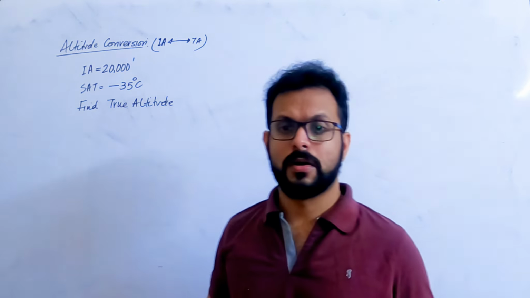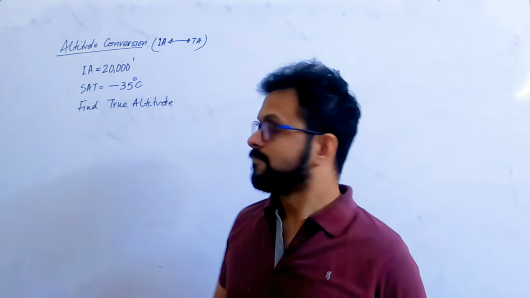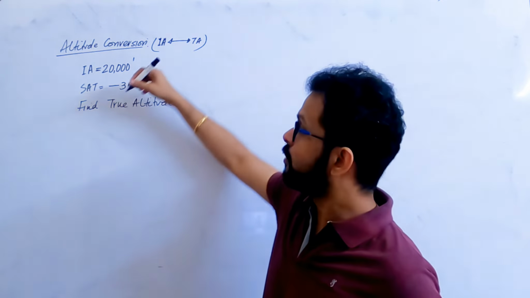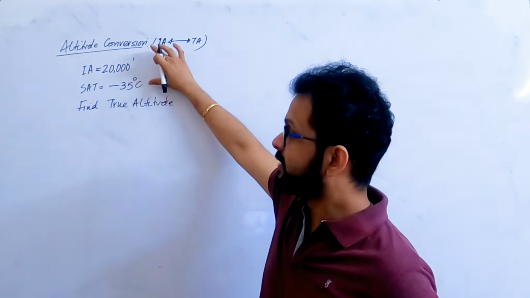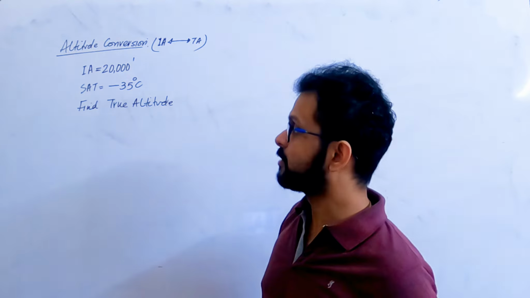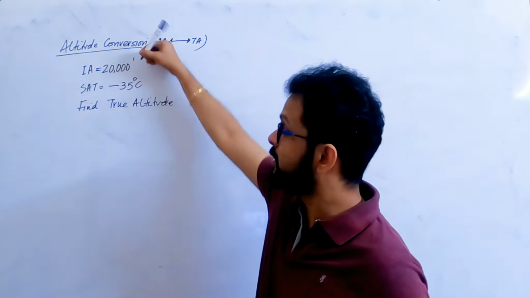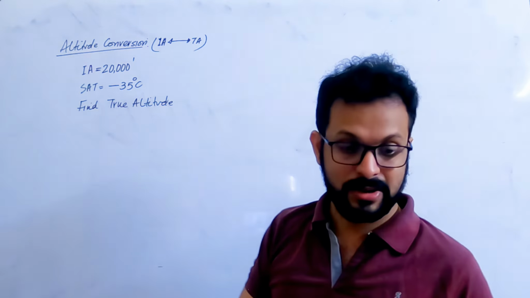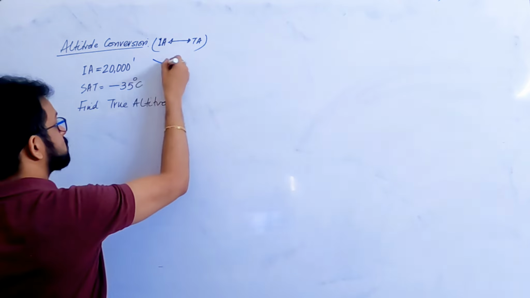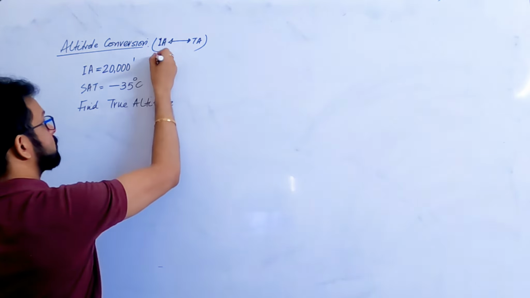I'll give you time to copy. You can just listen. So here we have indicated altitude is 20,000 feet. We have static air temperature of minus 35 degrees Celsius, for us to find the true altitude. What is the meaning of this one? Indicated altitude being 20,000 feet. It's like flight level 200.